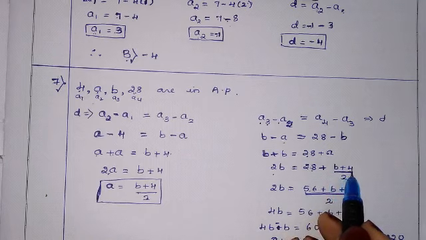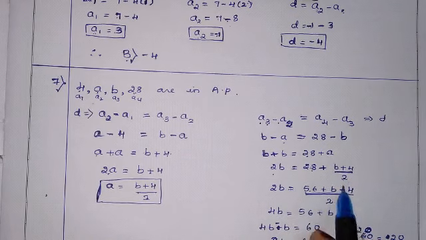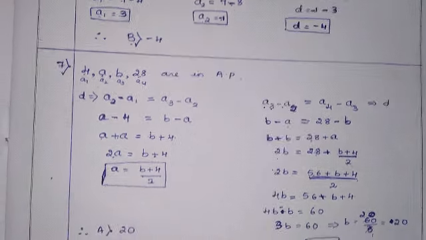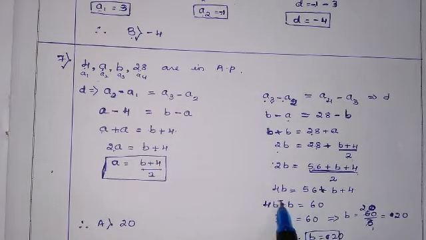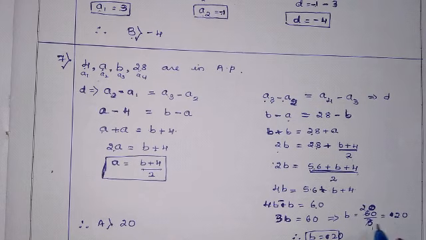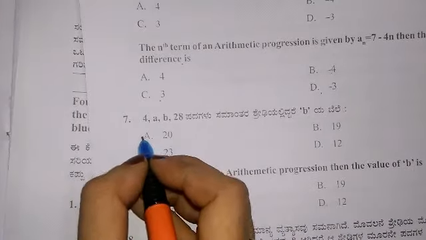Only for this term it was B plus 4 by 2, so if we multiply, it will be complete by 2. Now 2 times 2B is 4B, which is equal to 56 plus B plus 4. 4B as it is, and now the plus B comes here as minus B, equal to 56 plus 4, which is 60. 4B minus B is 3B. 3B is equal to 60. B is equal to 60 by 3, that is 20. That is the answer. So the correct option is A, 20.